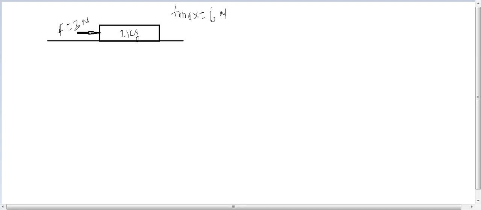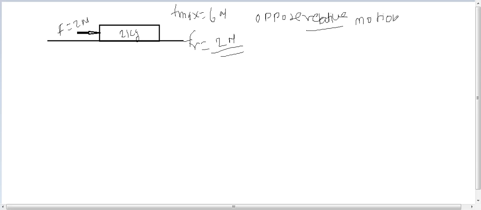So here F is 2 Newton, which I applied, and F maximum is 6 Newton. So the friction force Fr will be 2 Newton, but I don't know what the direction should be. The function of friction force is to oppose relative motion. This is the simple function of friction: to oppose relative motion.